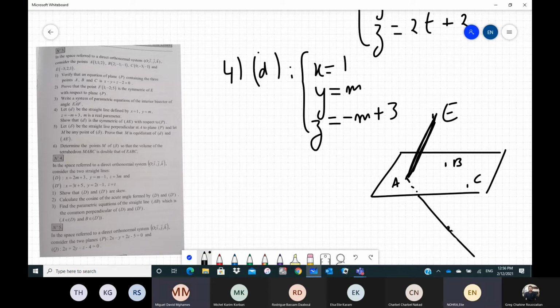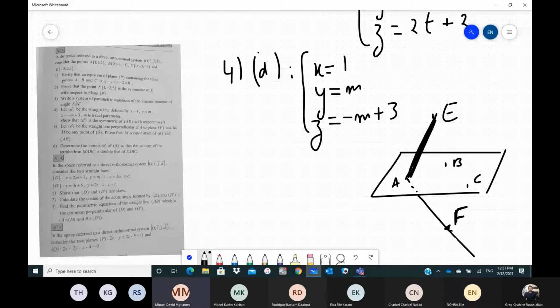It's enough to prove what? That D belongs to F. Right, it's enough to prove that the line D passes through F, as simple as that, because we proved that F is symmetric to A with respect to P. Right, 100%. Did you all understand, sir, my method?